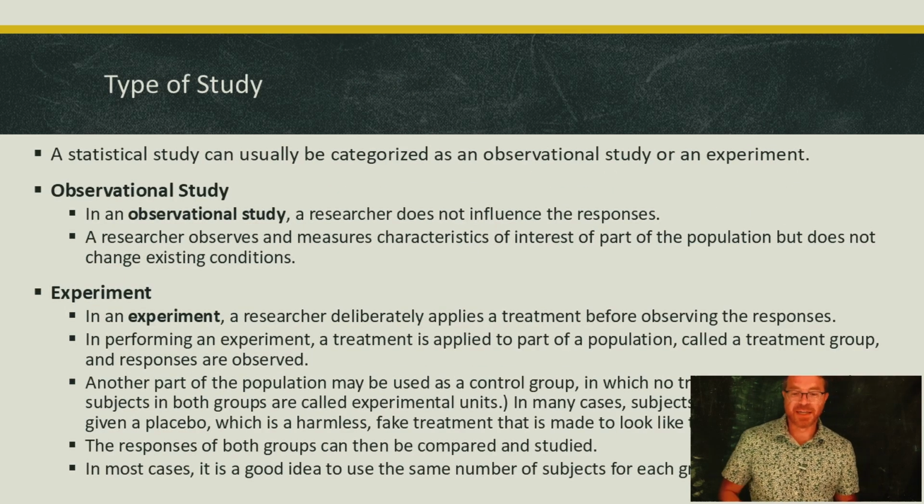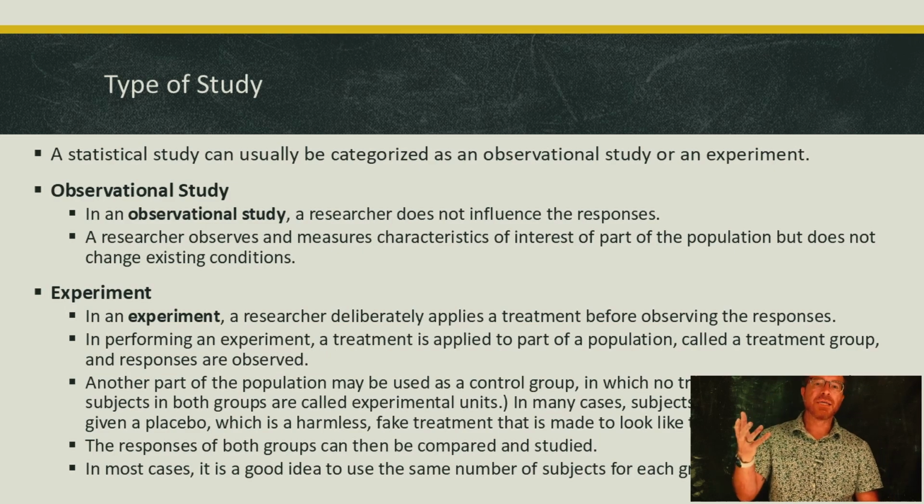So now let's look at types of study. A statistical study can usually be categorized as either an observational study or an experiment. An observational study is where a researcher does not influence the responses. A researcher observes and measures characteristics of interest of part of the population, but does not change existing conditions. So this might be something like a study of animals in the wild. You are not imparting any treatment on those animals. You are simply observing behaviors, rituals, things that they do, and documenting it, and then that is your study.